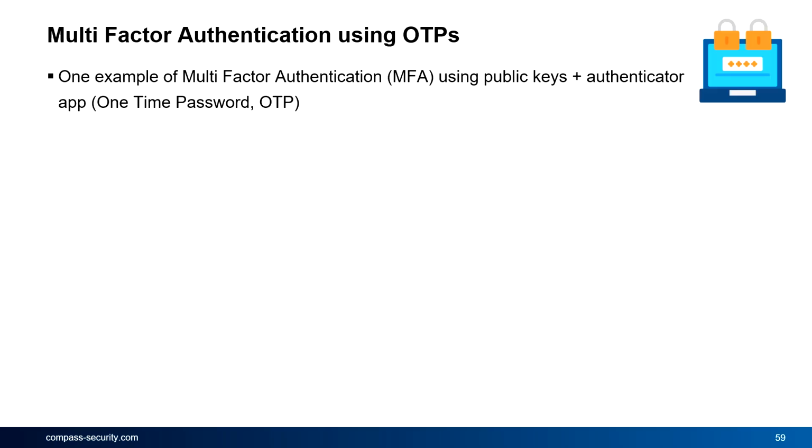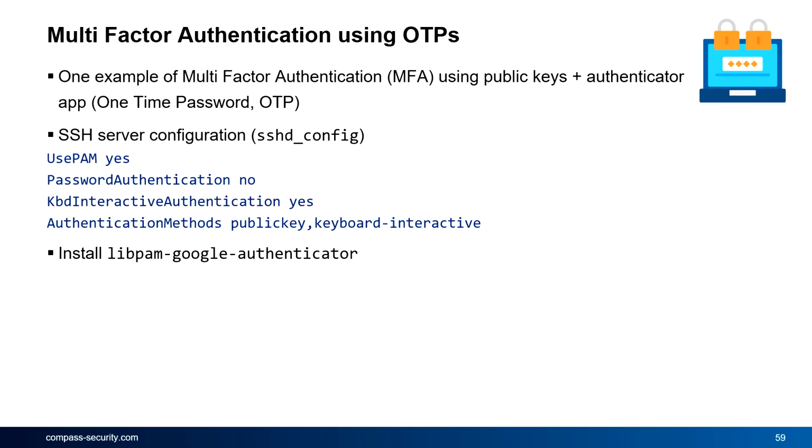Now let's talk about multi-factor authentication. There are different ways you can implement MFA on SSH. One example is to use public keys and an authenticator app using one-time passwords, the OTPs. For this, you have to change the server configuration. You tell the SSH server that the PAM module is handling the authentication using the UsePAM option. Then you disable password authentication completely and you enable keyboard-interactive authentication, because this is required so you can give an input for the PAM module.